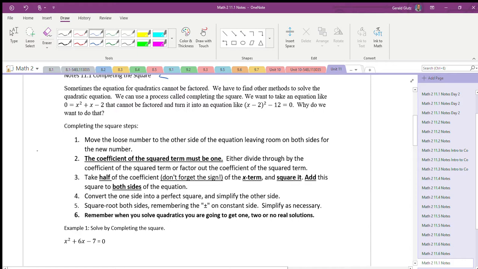So here are the steps to completing the square. You can read over those if you'd like. I'm going to skip to the example so I don't take time just reading it to you, because you guys can read.